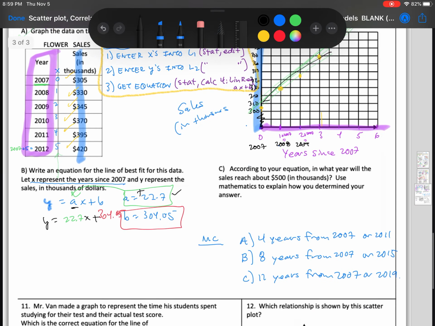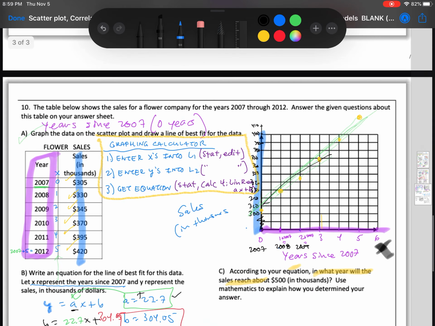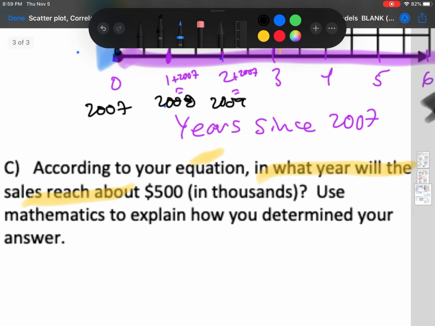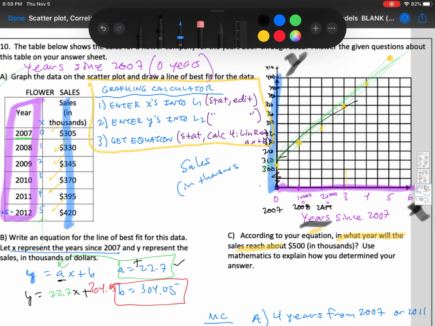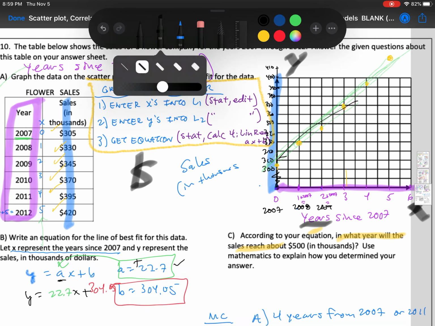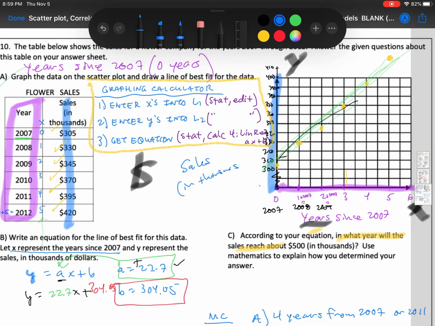Okay? C, according to your equation, in what year, so I'm going to highlight that, in what year? So year there, if you look at it, is it the x or the y? Well, if you don't know, the x shows years since 2007, and y is sales in thousands of dollars. So this is kind of like money, right? So what I'm trying to do here is point out that this is saying in what year. Year is an x value.